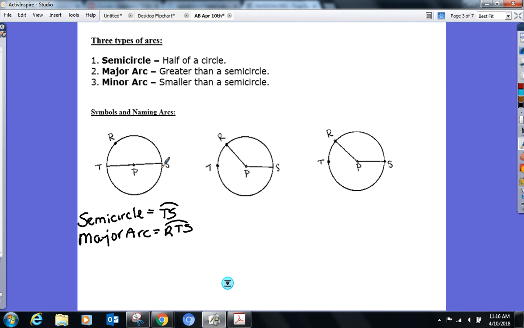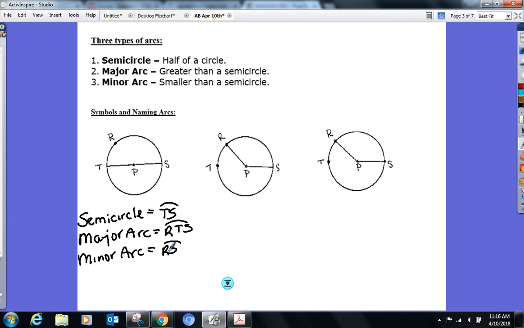And then a minor arc, smaller than a semicircle. You got a number 1 through 20, Nick? 8. RS. Yep. Was that your own? Would that have been your only option, or is there another one I could have picked? No. RS or RT. Okay.